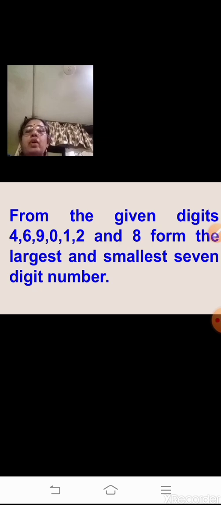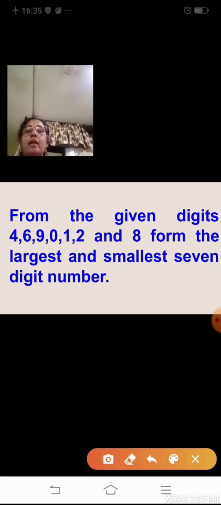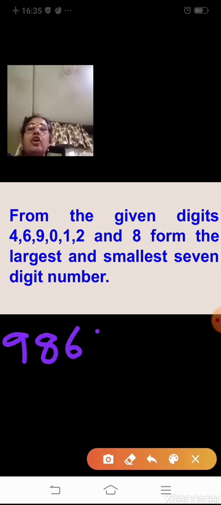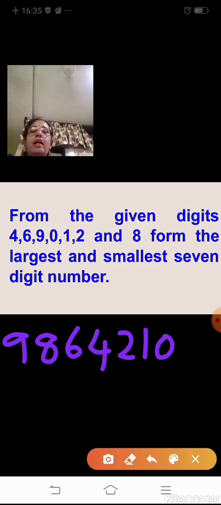So to form the largest number you will write 9, 8, then which is the next larger number? 9, 8, 6, 4, 2, 1 and 0. Put the commas according to the Indian system. So you have formed the number 98,64,210. This is your largest number. When you are going to form a largest number, always start from the big number to the small number.